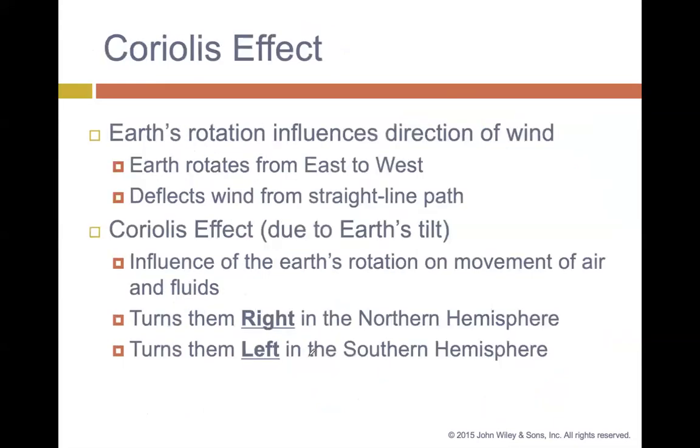The Coriolis effect describes how Earth's rotation influences the direction of wind. So Earth always rotates from east to west, and this deflects wind from the straight-lined path. The Coriolis effect, due to the Earth's tilt, influences the Earth's rotation on the movement of air and fluids. So it turns them right in the northern hemisphere and turns them left in the southern hemisphere.